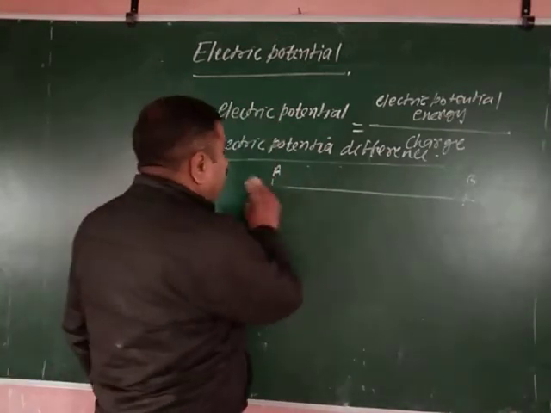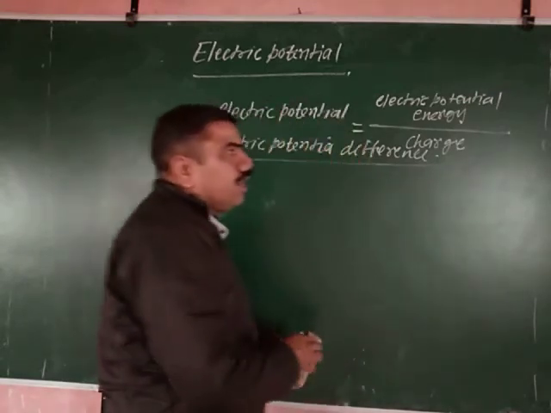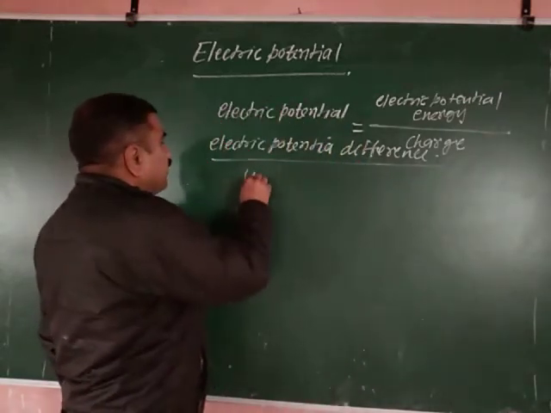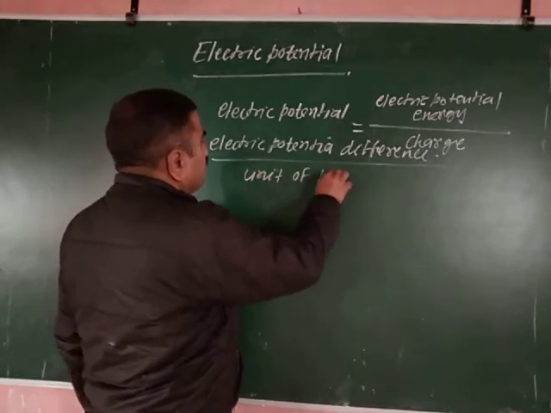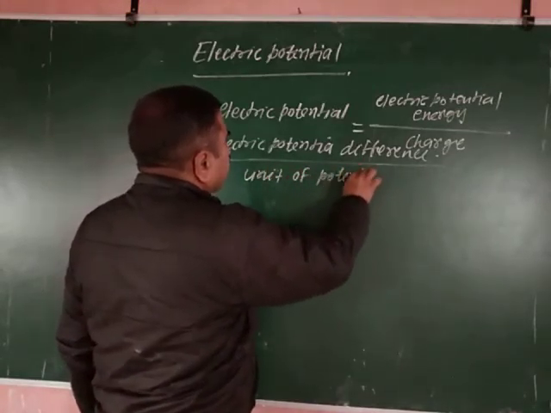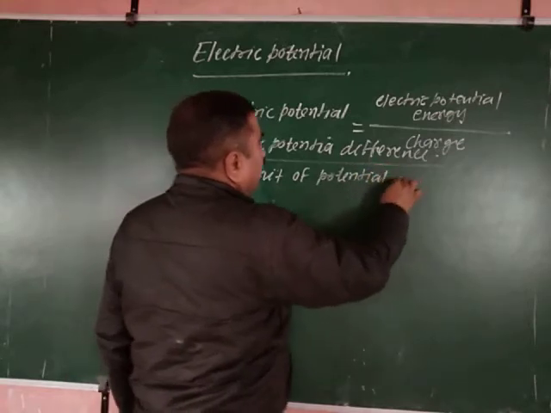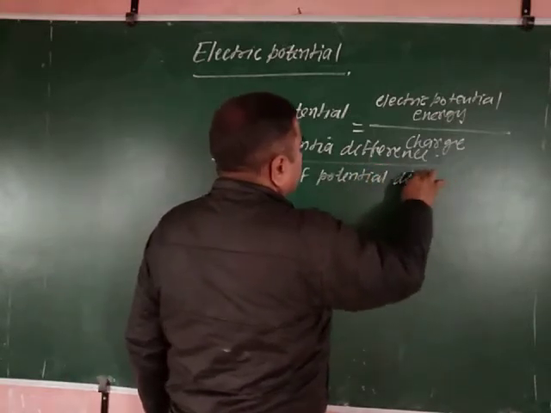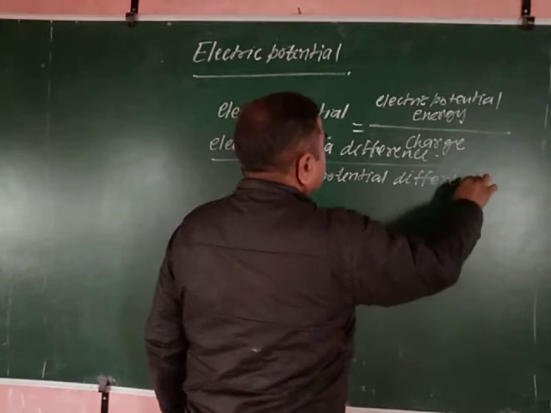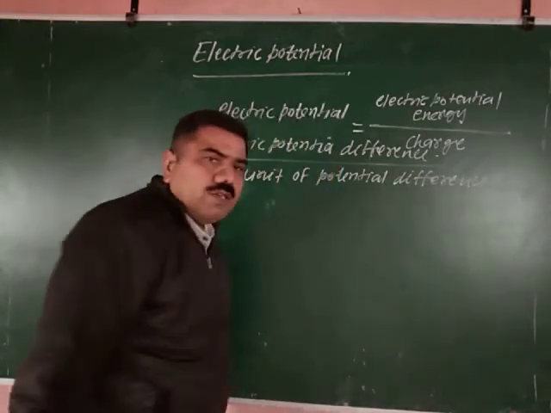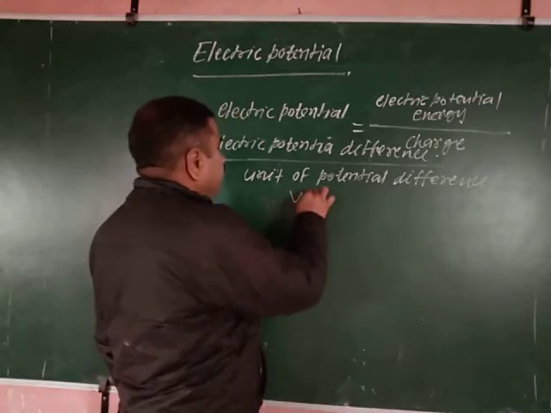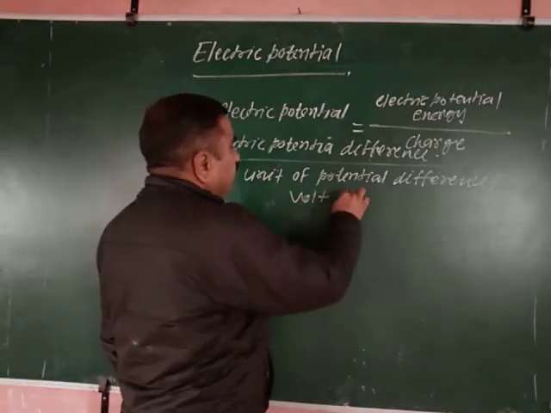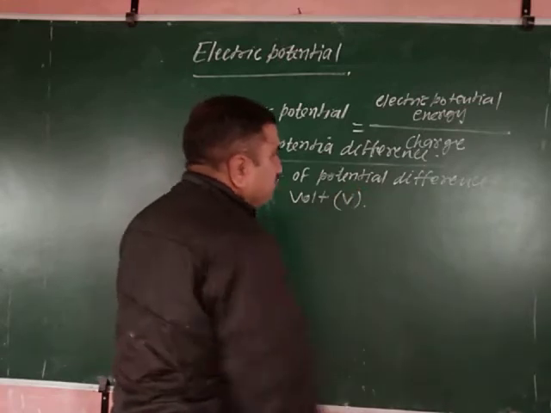Now we will discuss the unit of potential difference. The SI unit of potential difference is volt, and it is represented by V.